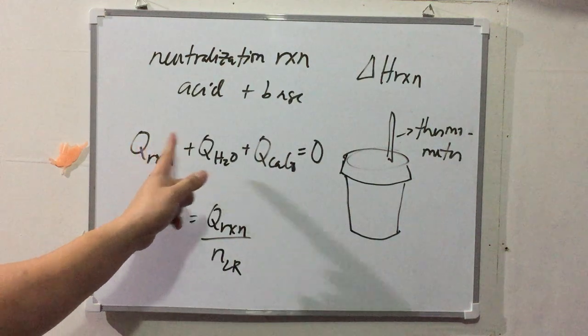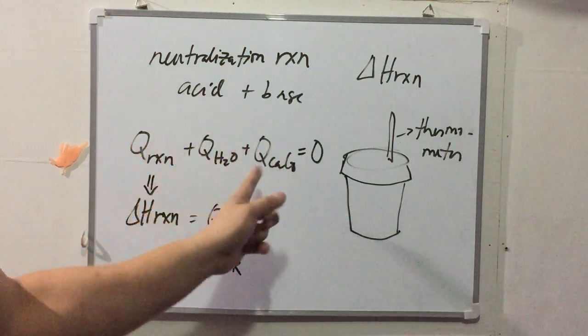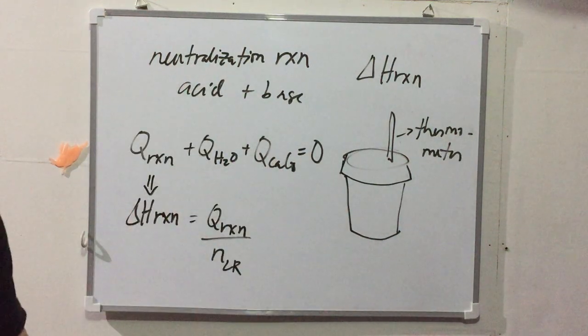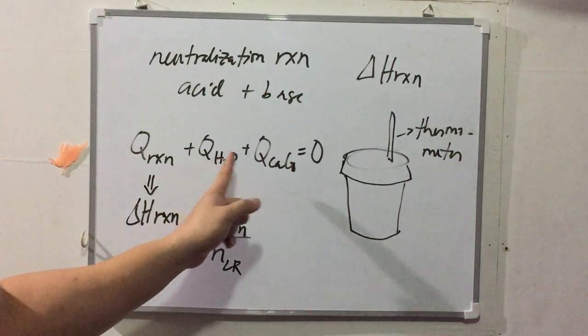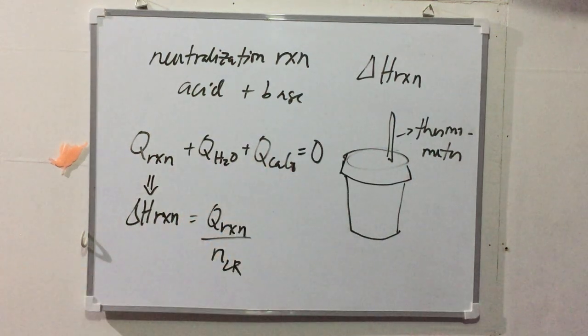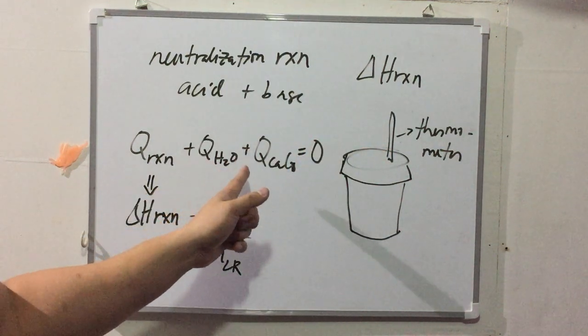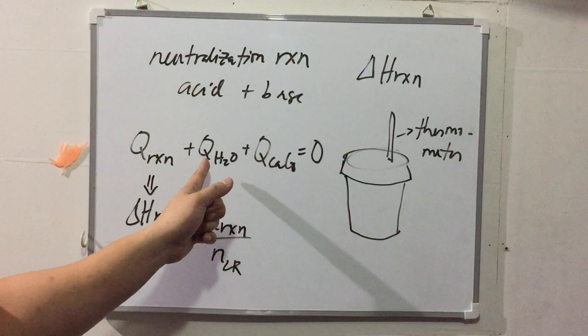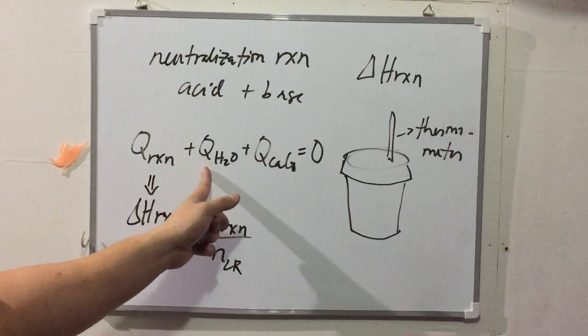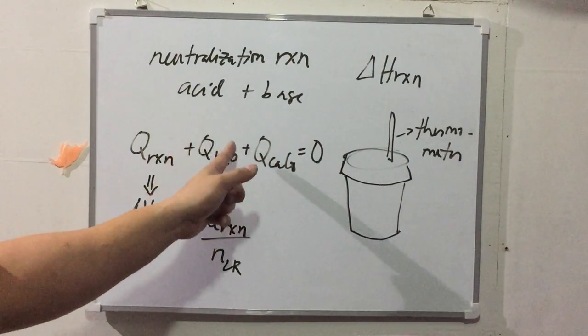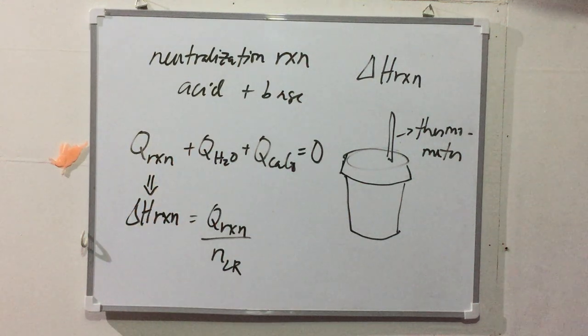Okay, so in these three terms, only two terms would be dependent on delta T, and that's Q H2O and Q calorimeter. Okay, that's what the thermometer is for. But in the case of Q of water, you can compute this right away because you know the amount of water that you use to prepare the solution or the reaction. You also know the heat capacity of water, and from the thermometer you would also know delta T.